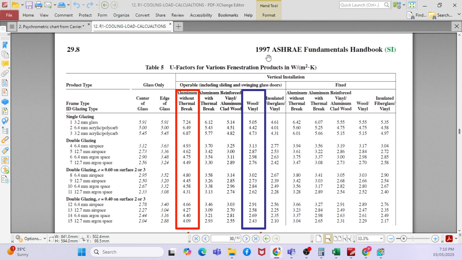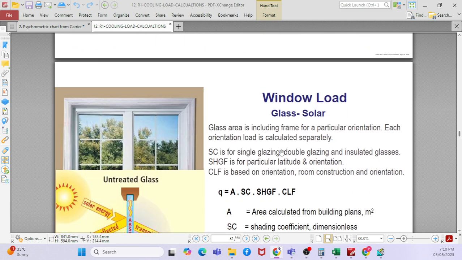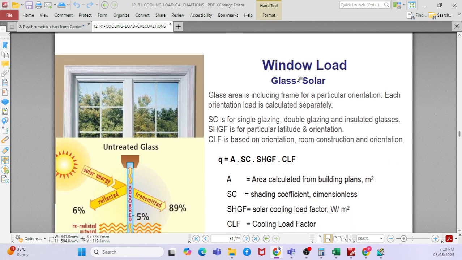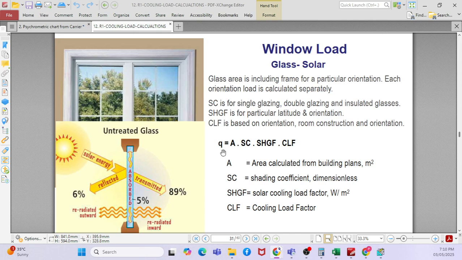This is also based on ASHRAE Fundamentals. And if you go on, this is based on the window load. So what is the equation? Q equals the area of the window multiplied by the glazing shading coefficient, multiplied by the solar cooling load factor, multiplied by the cooling load factor. This is the equation to calculate the heat.